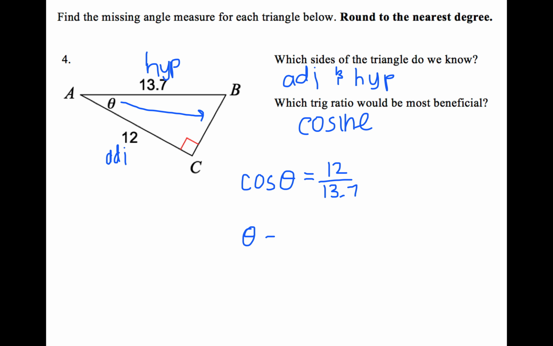So we're going to use our inverse trig ratios, which is basically just switching the x and the y. So I'm going to say theta is equal to the inverse cosine of 12 over 13.7. And I want to put it in my calculator as the fraction and not as a decimal approximation. And so when I plug that in, I get that theta is about 29 degrees.